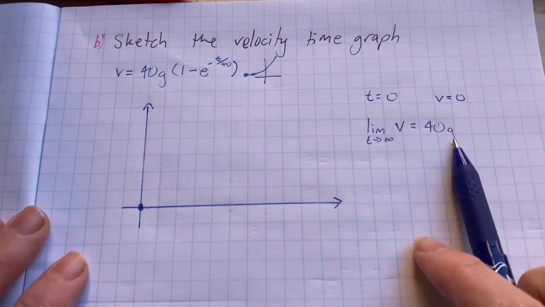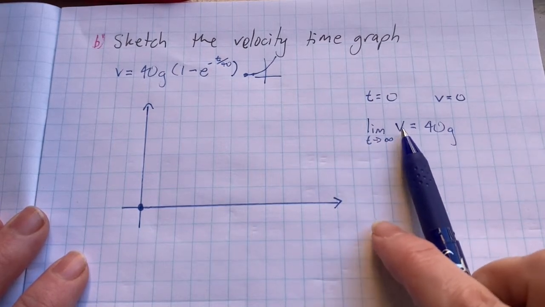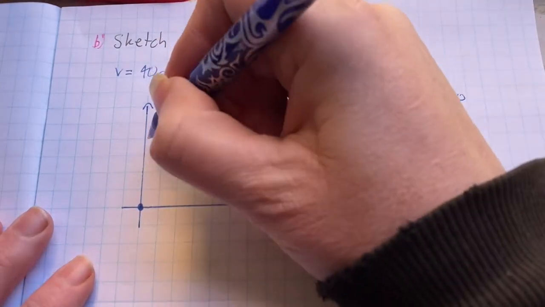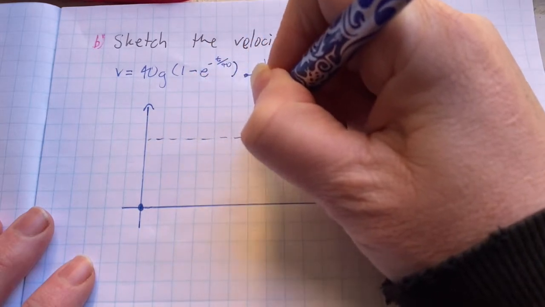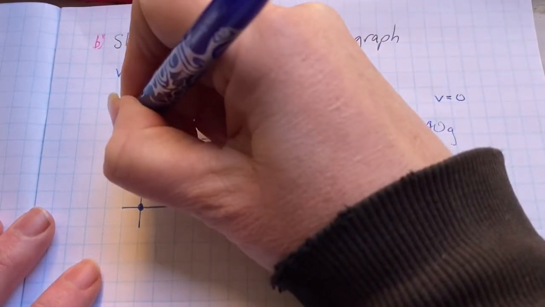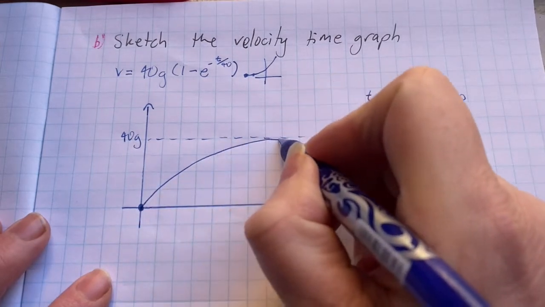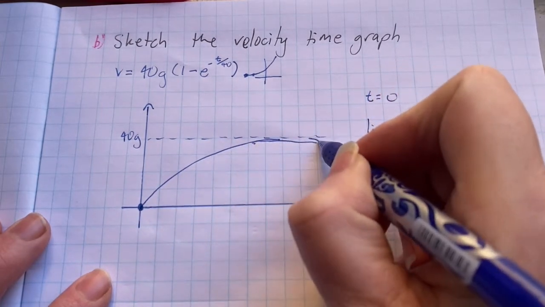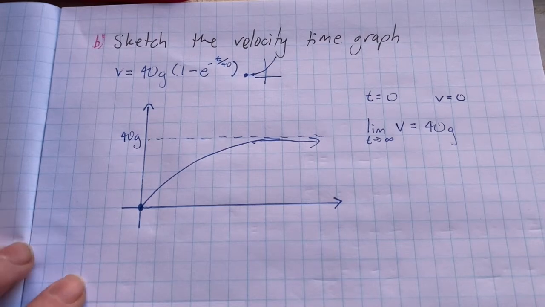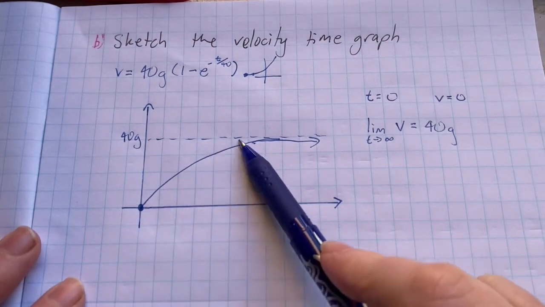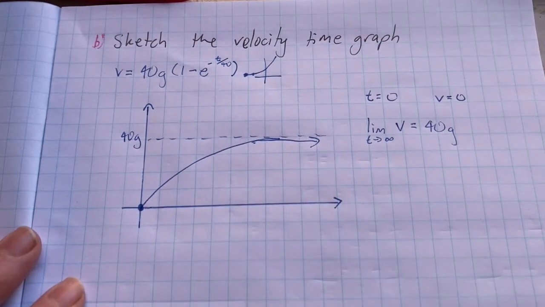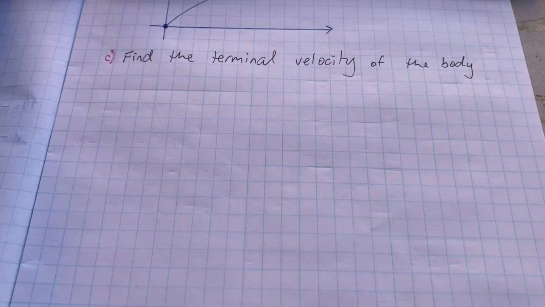So as time goes to infinity, our velocity tends towards 40g. So we've actually got an asymptote up here at 40g. And our curve looks like this. Obviously it never touches the asymptote. If you wanted to, you could plug in a few more values to see that shape. Part C asks us to find the terminal velocity of the body.